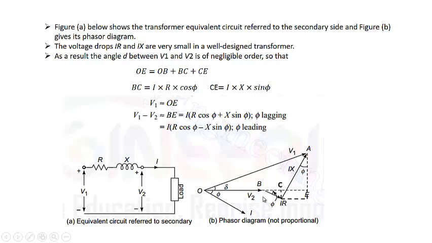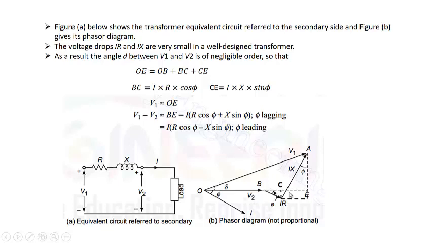So voltage regulation will be defined as follows. When you open circuit there will be no current, so V2 will be equal to V1 because there will be no voltage drop when there is no current. So voltage regulation for this case will be equal to the magnitude of V1 minus the magnitude of V2, divided by V2. V1 we have assumed to be equal to OE, so it will be OE, that is V1, minus OB, that is V2, divided by V2. This OE minus OB will be equal to BE divided by OB, or BE divided by V2.